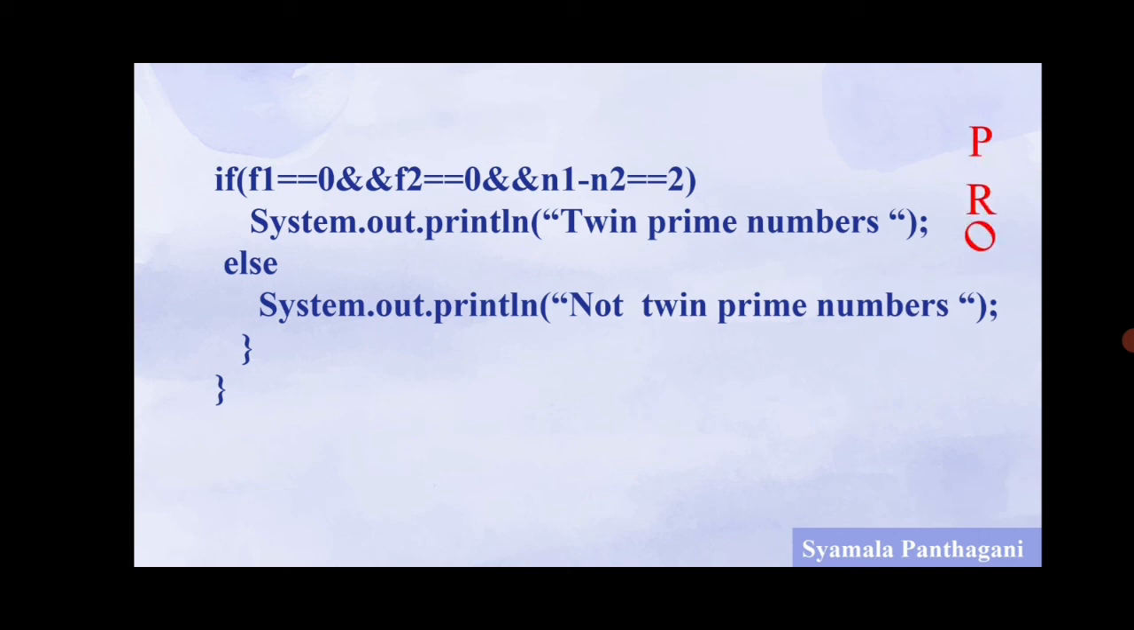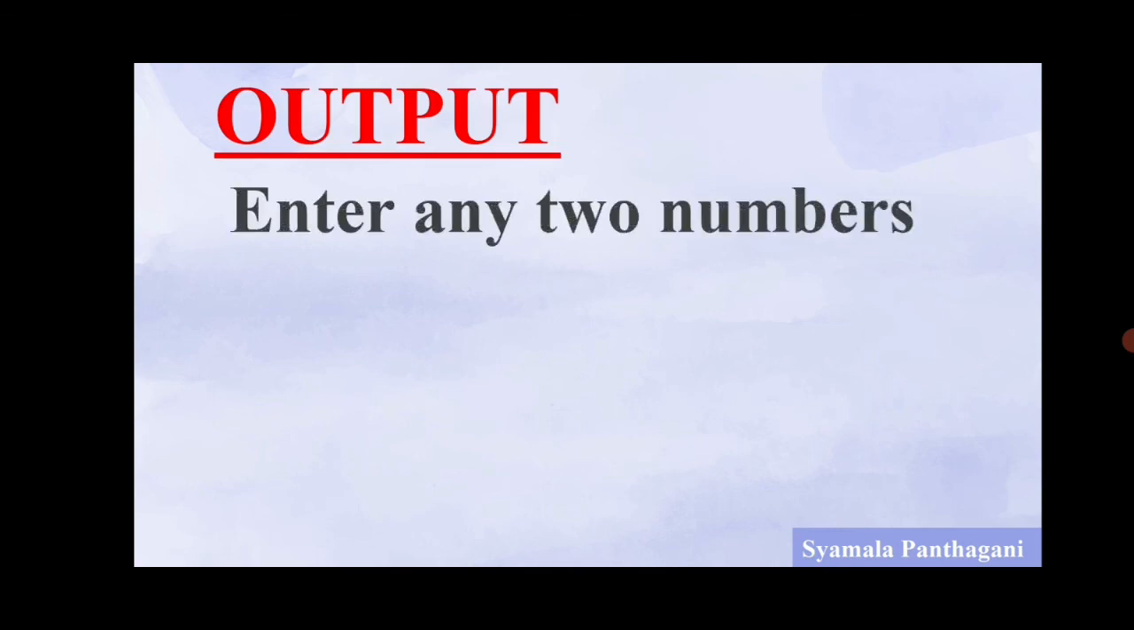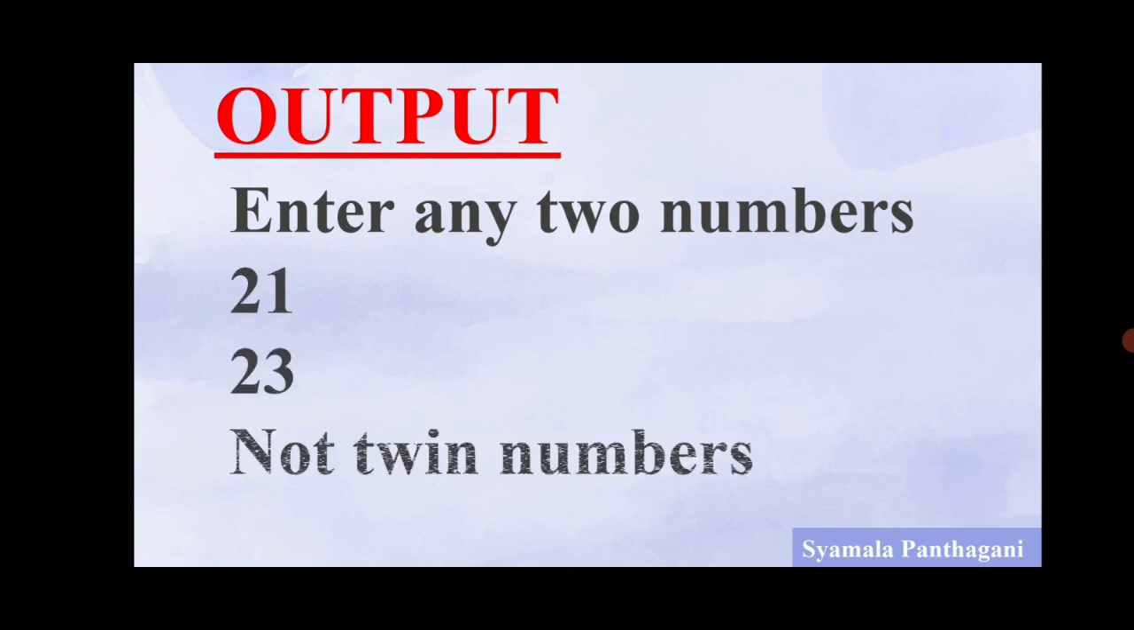And the output for this program is: Enter any two numbers. I have entered 21 and 23. Not twin prime numbers, because 21 has a factor, that is 7. 7 threes are 21. That's why 21 is not a prime number. That's why these two numbers are not twin prime numbers.